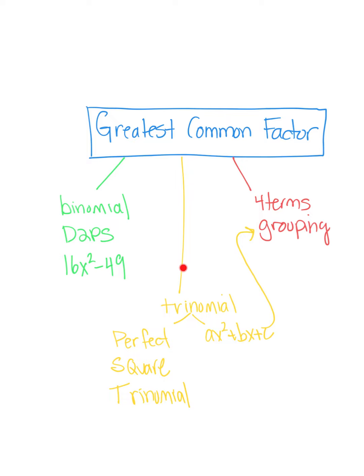Our last one, where we spent most of our time, is with a trinomial. And we started first with just looking at a quadratic trinomial, and we used a process that was called split the middle. And what that split the middle does is take a trinomial and turn it into four terms, so then we could do grouping.